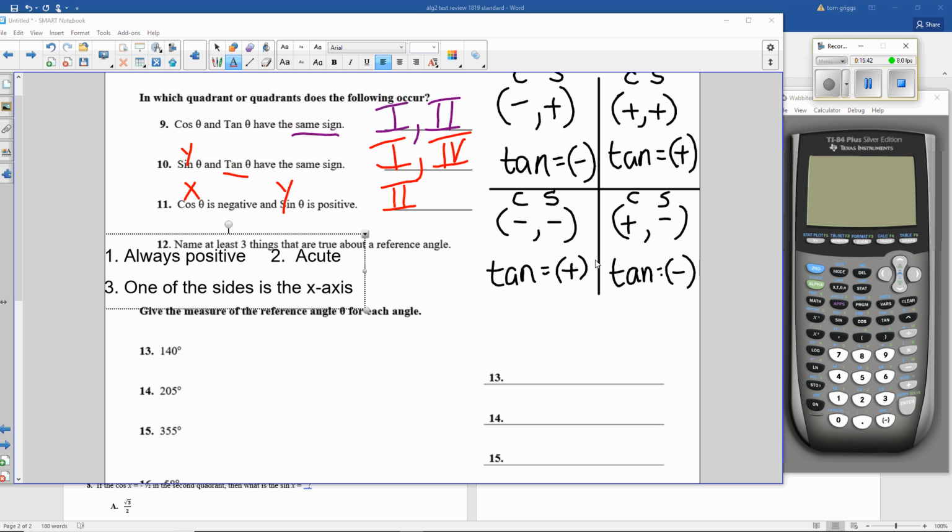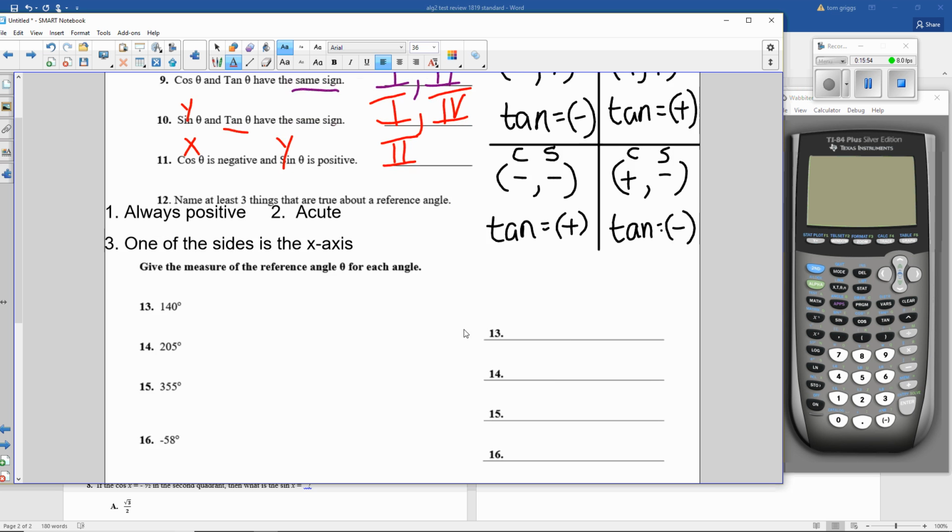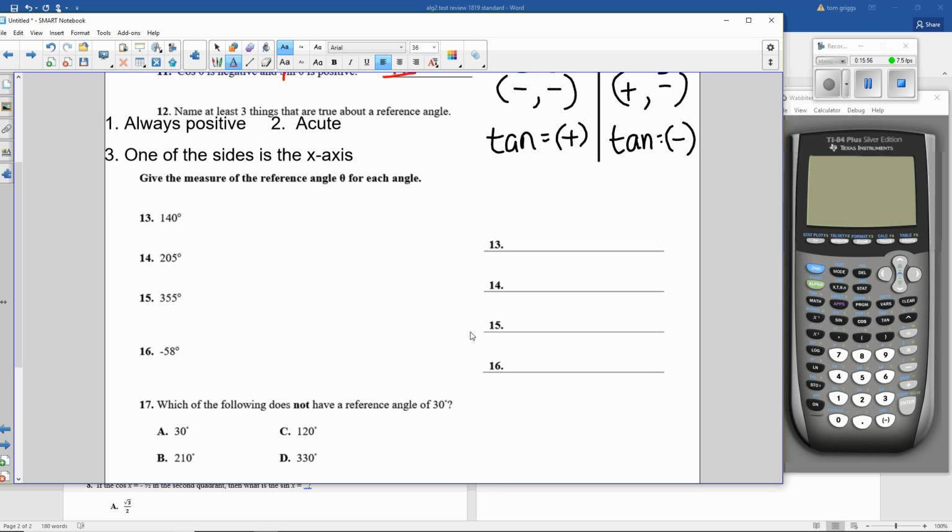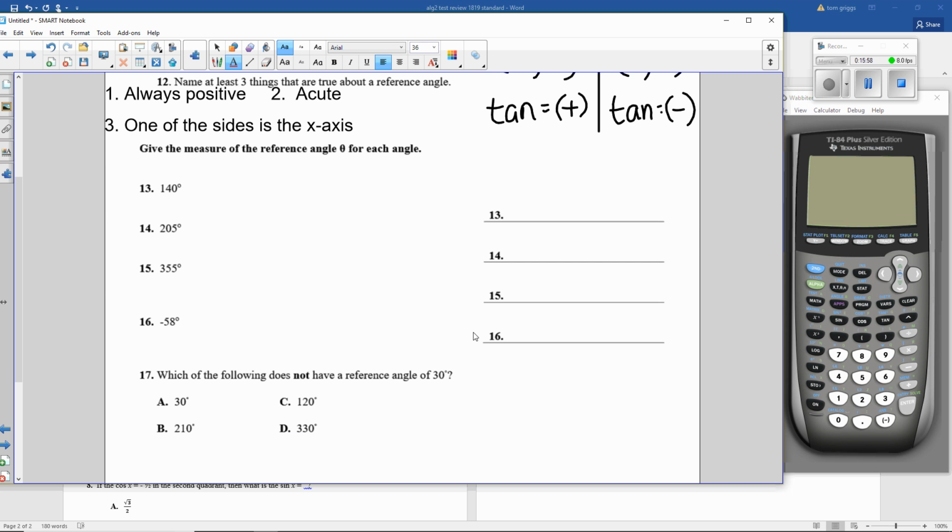Here are the 3 things we talked about that are true about a reference angle. You could have also said one of your things being it's the shortest distance or degree measured to the x-axis. I would have taken that as well. But that's how we're going to answer these last questions. And basically, these are the only questions you don't really use the unit circle for.